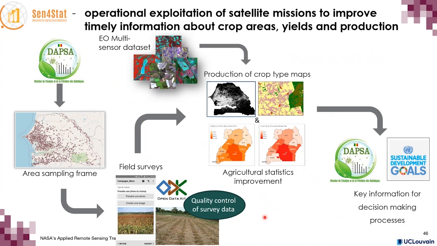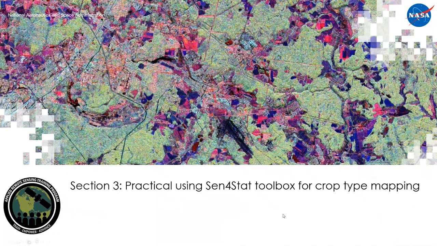This leads us to section 3, which will allow us to practically use the Sen4Stat toolbox and run your own crop type mapping.